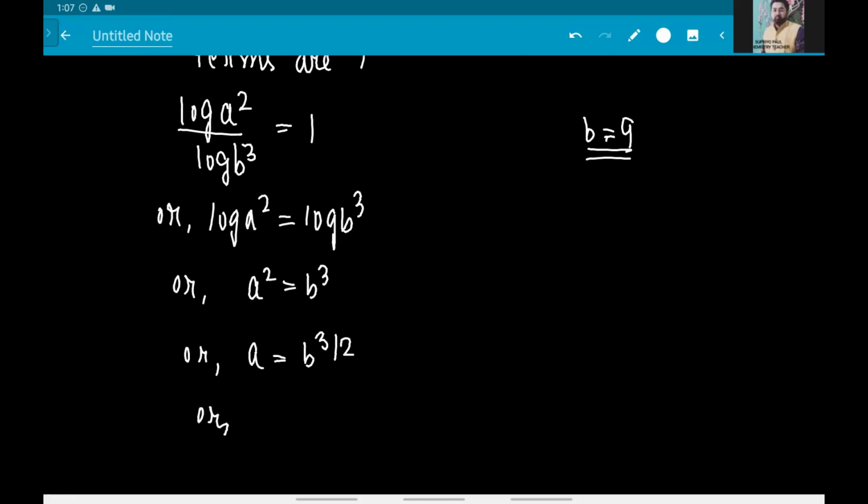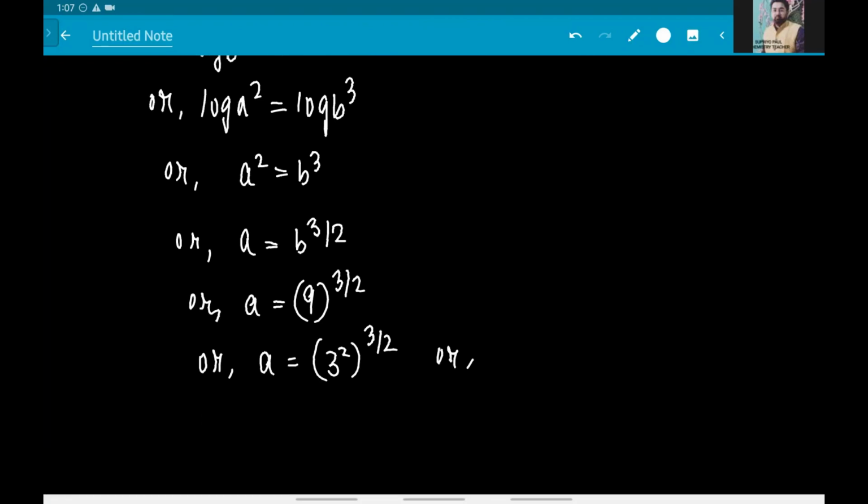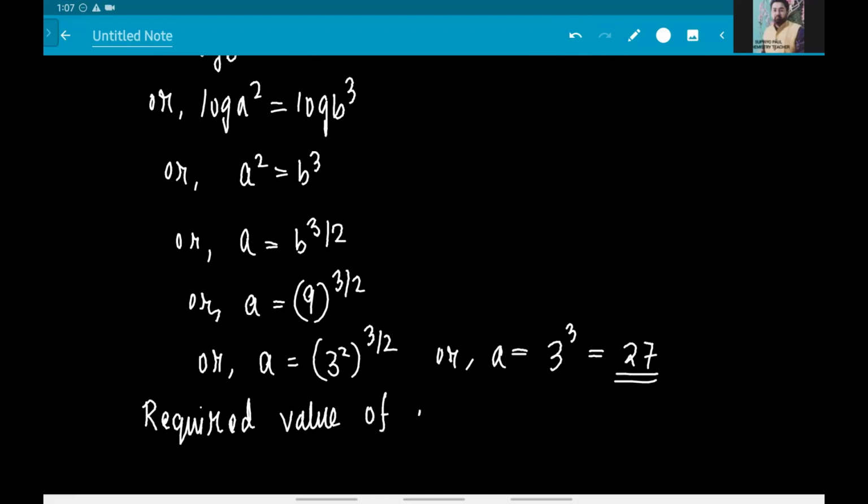Now what is the value of b? a equal to b to the power 3 by 2 means 9 to the power 3 by 2. Now we can break 9 as 3 square, so a equals 3 square to the power 3 by 2. By the laws of indices, the 2 will get cancelled out. So this is actually 3 cube, that is equal to 27. So our final required answer, the value of a, is 27. Okay, so 27 is the correct option. So this is option D.